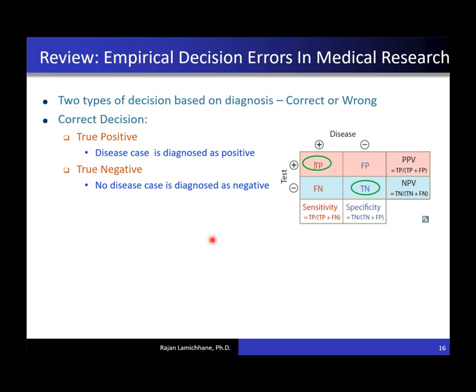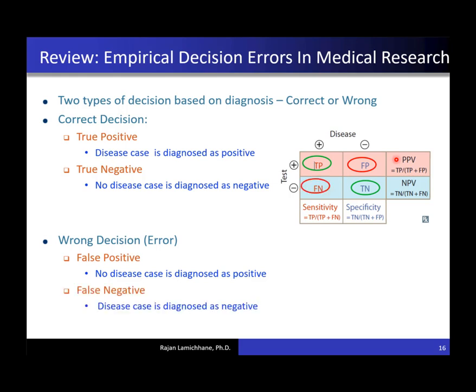Now the errors are coming when we have false positive or false negative. False positive means here the test shows a positive result for those individuals who don't have the disease, and the false negative indicates that the diagnosis shows negative when the individual has the disease. So these are the two types of errors in medical research. And remember that you can calculate the sensitivity or specificity based on these errors.